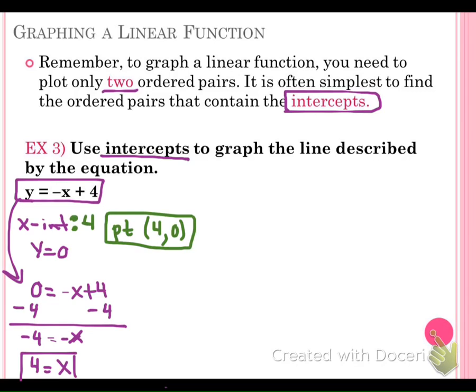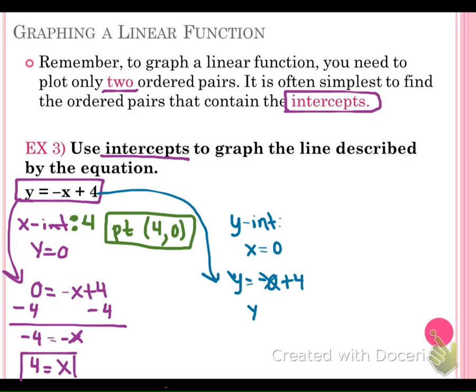We're going to do the same thing, but this time look for our y-intercept. In order to find the y-intercept, I have to make x equal 0. So I grab my function, and I have y equals negative 0 plus 4. Well, this is just 0, so I have y equals 4. That means that my y-intercept is 4, and the point here is going to be 0 for my x and 4 for my y.